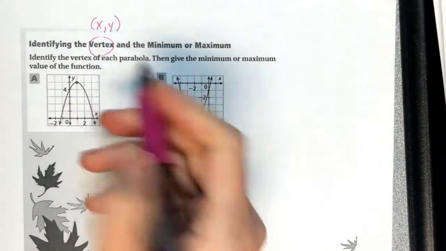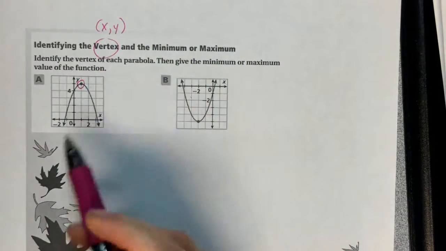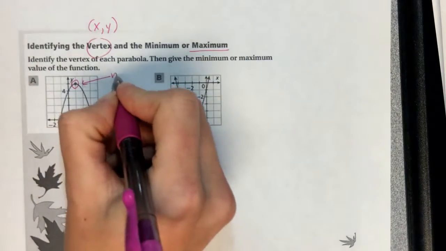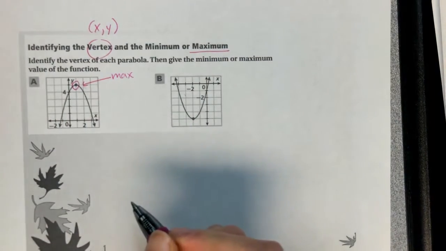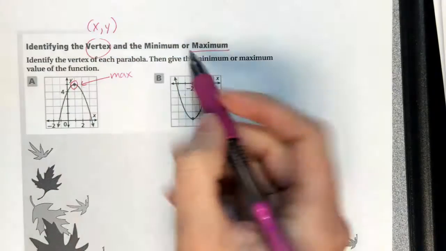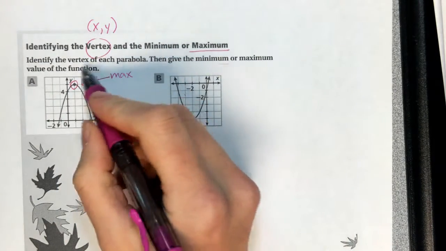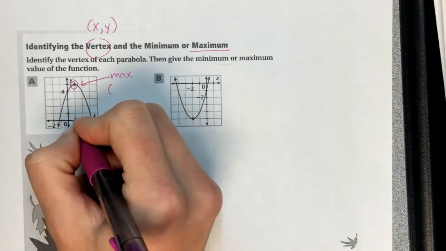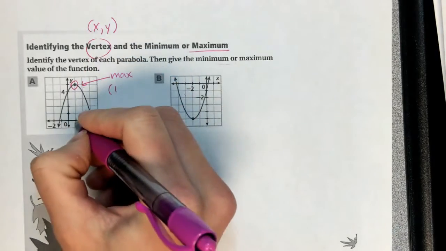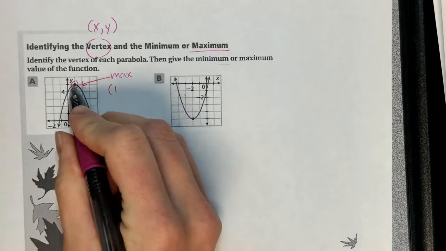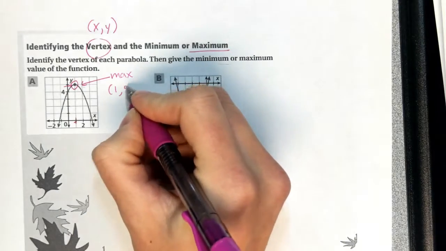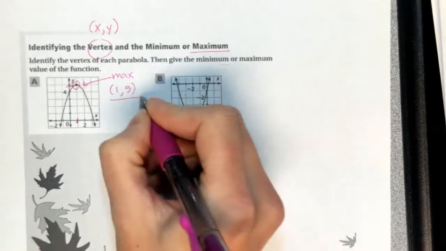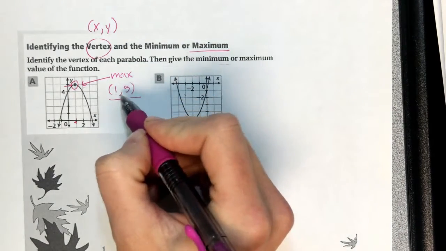Identify the vertex of each parabola. Well, this is the vertex. It's that highest or lowest point. In this case, it's the highest point, so it's going to be a maximum, and I'll just abbreviate max for that. It also wants you to identify it by telling you the coordinate points. So this coordinate point is going to be 1, because that's the x value, 1, and the y value at 5. So 1, 5 is your vertex. And that's your answer. It's maximum at 1, 5. The vertex is a maximum at 1, 5.